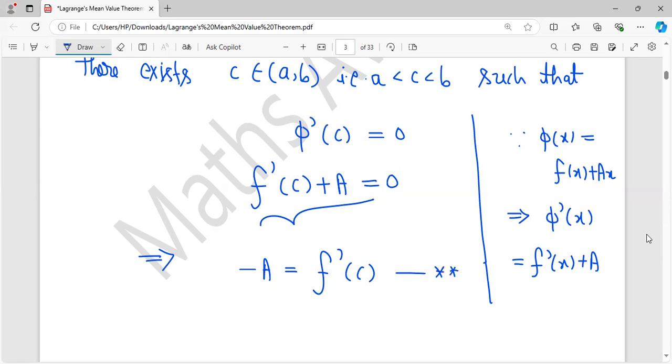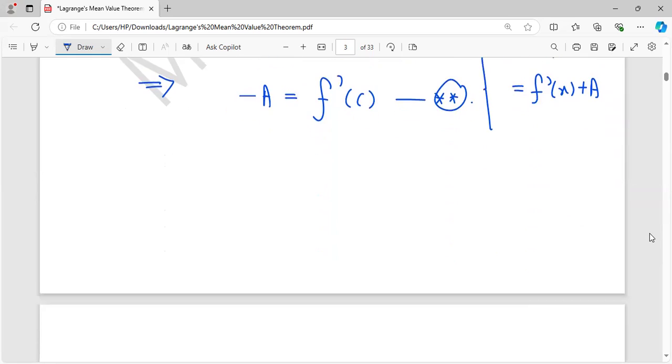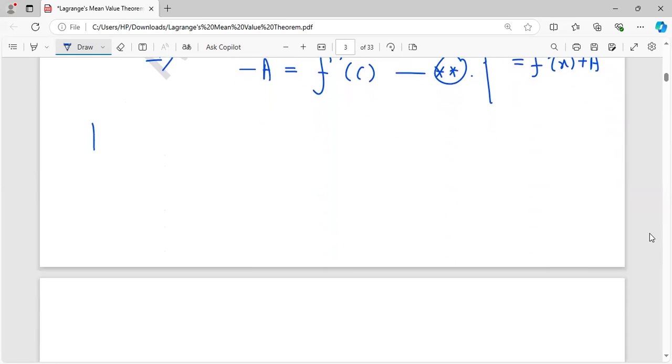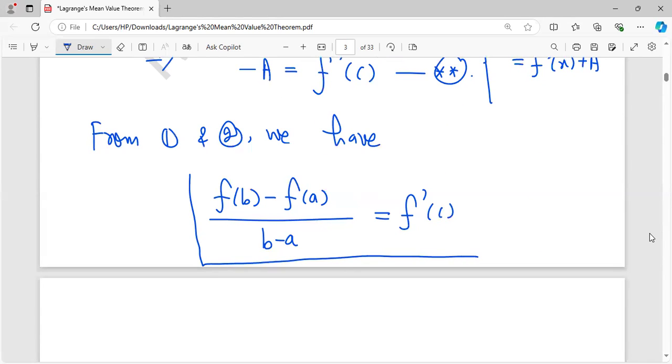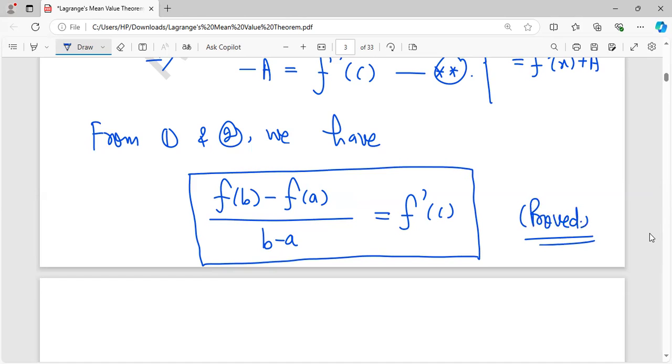So from 1 and 2, what do we have? From 1 and 2, we have (f(b) minus f(a)) upon (b minus a) is equal to f dash c. So Rolle's theorem is proven. Sorry, Lagrange mean value theorem is proven.